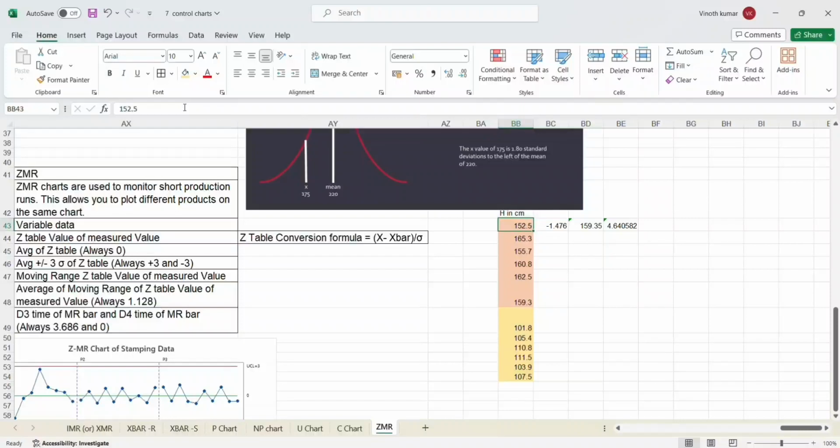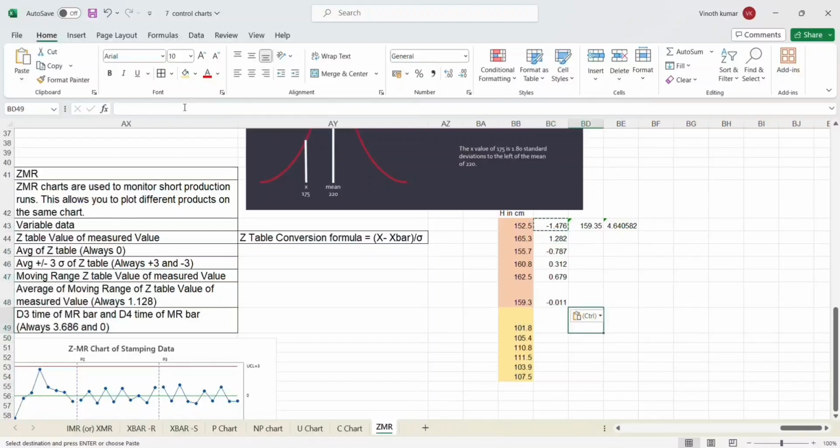So 152.5 centimeter is minus 1.47 times of standard deviation away from its average, which is 159.35. Now I can copy paste this value. Some of the data points are in negative units away from the average, some of the data points are positive units away from the average. So we are converting the absolute values into their corresponding z scores.